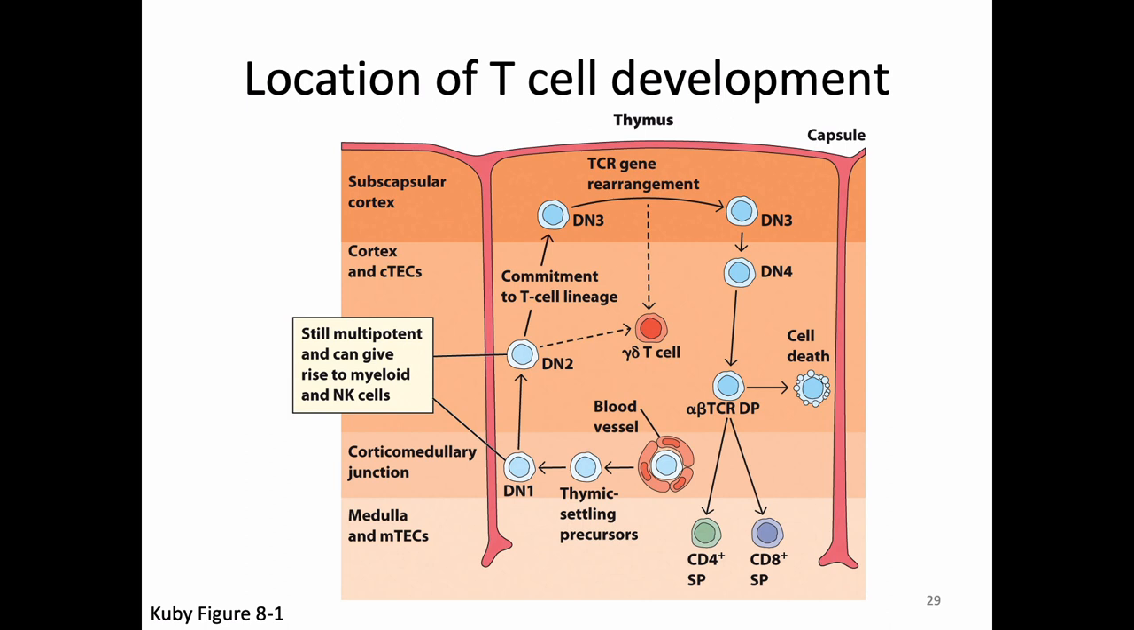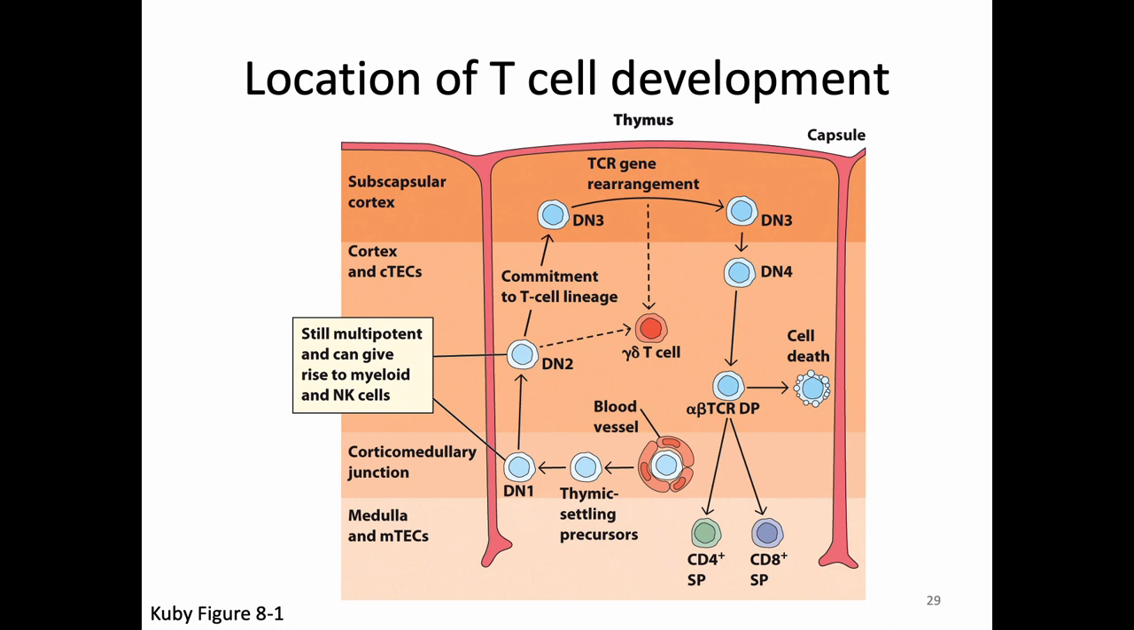You can also see that the thymus, just like the bone marrow, has an ordered structure inside it. So we have an area called the cortex, an area called the medulla. The cells are going to come in and interact and act in different ways to go through T cell development. So some stages will happen in different parts, either the cortex or the medulla.